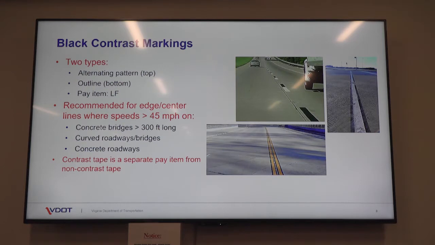But there are certain places where we do really like to see these contrast markings. We know where those are, right? Concrete, especially our bridges of certain length. I'm sorry, not require, I should be careful with my language. It's highly recommended on bridges greater than 300 feet long. Also other curved roadways and bridges, and as I mentioned, any concrete surface. It helps to bring out the visibility of those markings.